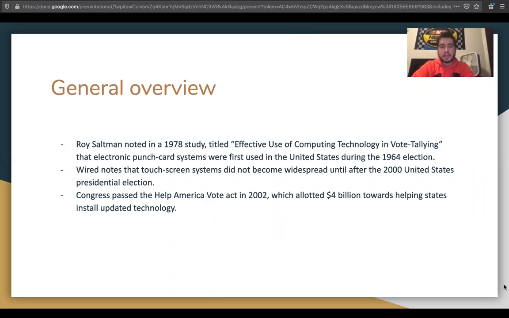Roy Saltman noted in a 1978 study that electronic punch card systems were first used in 1964. So we go to the early 60s. This slide is just kind of a history of electronic voting. Wired also notes that electronic touch screen systems did not become widespread until about 2000. Of course, big situation in Florida, George Bush and Al Gore in that election. And after that point, they kind of started pivoting to online to avoid everything that happened with the recount there. And the Help America Vote Act in 2002 allotted $4 billion towards helping states install that updated technology, again, sort of in the wake of what happened in 2000.